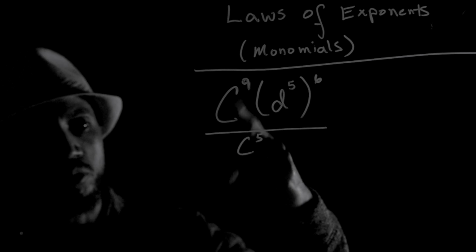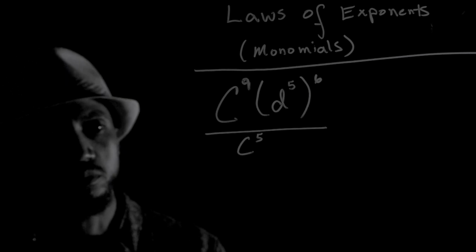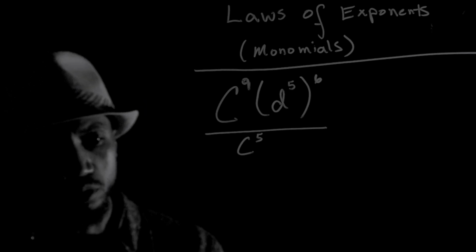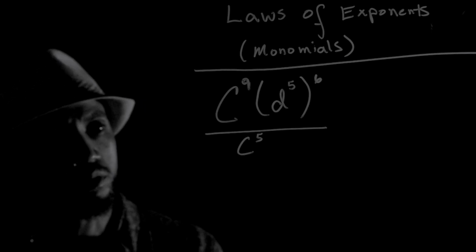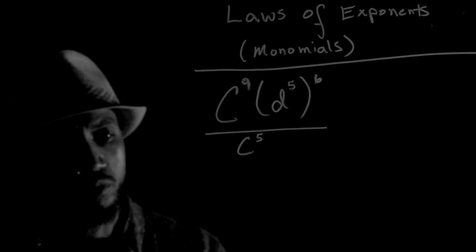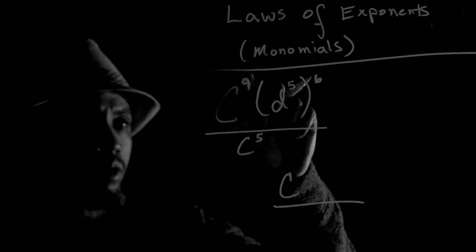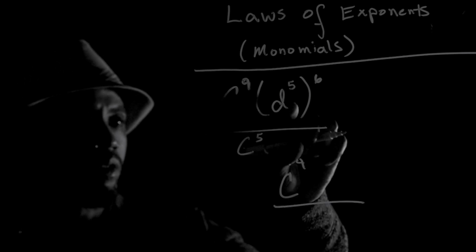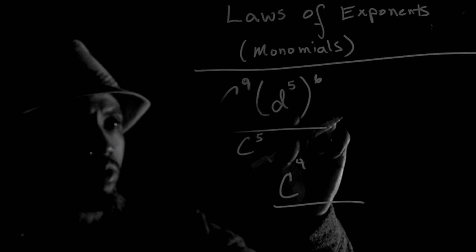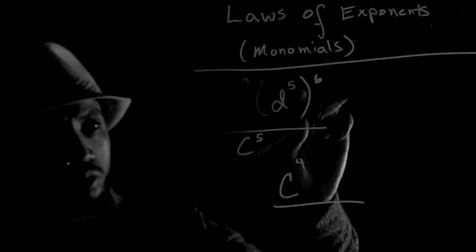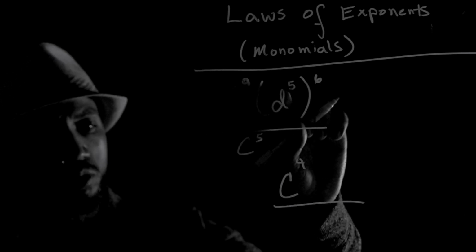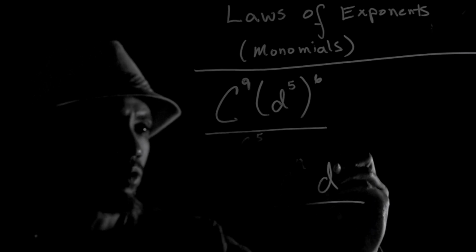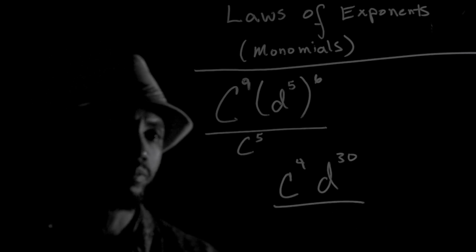The c's on the top or the bottom? There's more on the top, so on the top, right? And then what's the difference? Hold that, power rule, and then we're done. So we have c, the difference between 9 and 5 is 4. And then for the d's, we're doing the power rule, which tells us if we're raising an exponent to another exponent, then you multiply. So that's 30. So that's d to the 30th power.